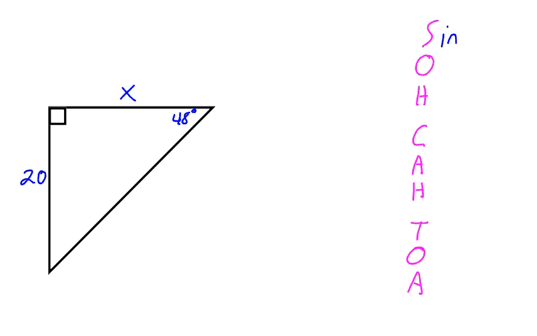Sine is the opposite side over the hypotenuse. Second, we have cosine, which is the adjacent side over the hypotenuse. And then the last one is tangent, and that one is represented by the opposite side over the adjacent side.